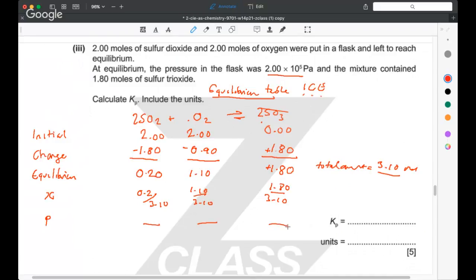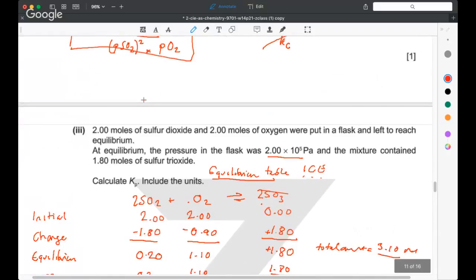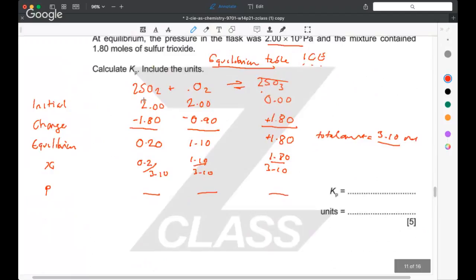And once you've got the partial pressures, then you're ready to substitute them into the equation that you wrote up here. These are the partial pressures of sulfur trioxide squared, the partial pressure of sulfur dioxide squared, the partial pressure of oxygen. Put all those in, do the calculation, and you end up with a result of 1.13 times 10 to the minus 3. And you're just going to work out units as well. Just be careful at this point.